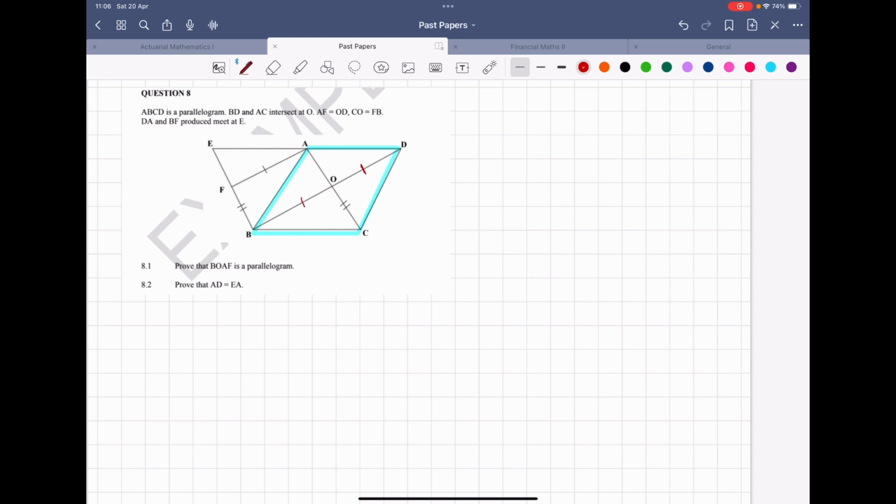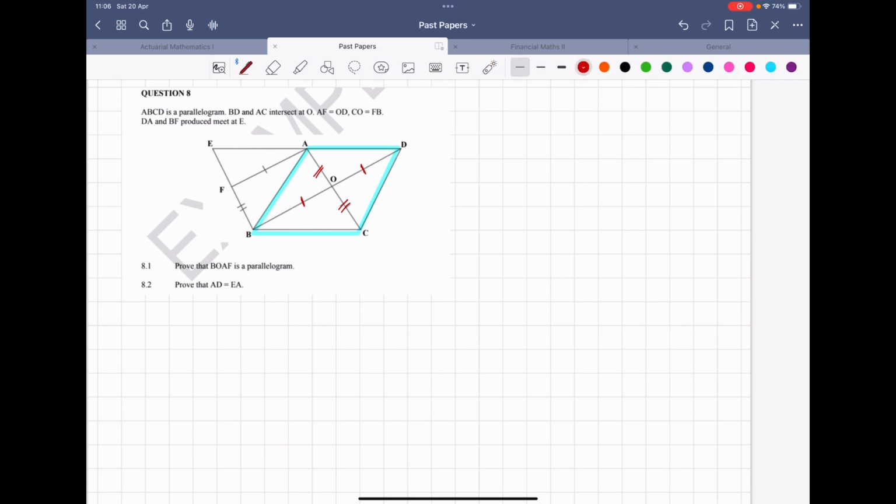So this one is the same length as this one, and this one is the same length as this one. Alright, then I'm told that AF is equal to OD. So this one is AF and this one is OD. They've already labeled it for me. And I'm told that CO is equal to FB. That's also been labeled for me.